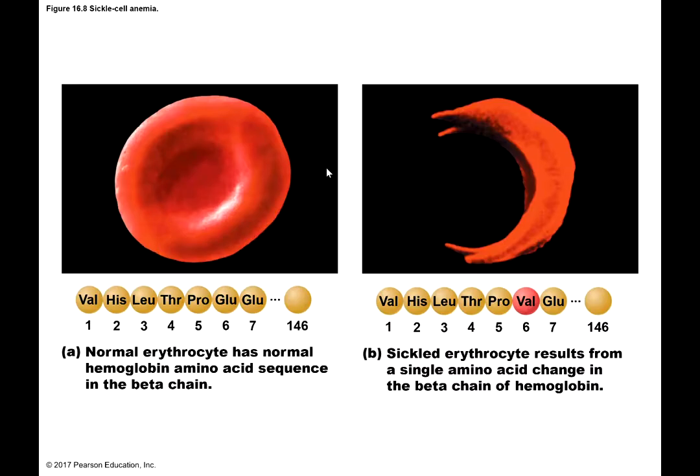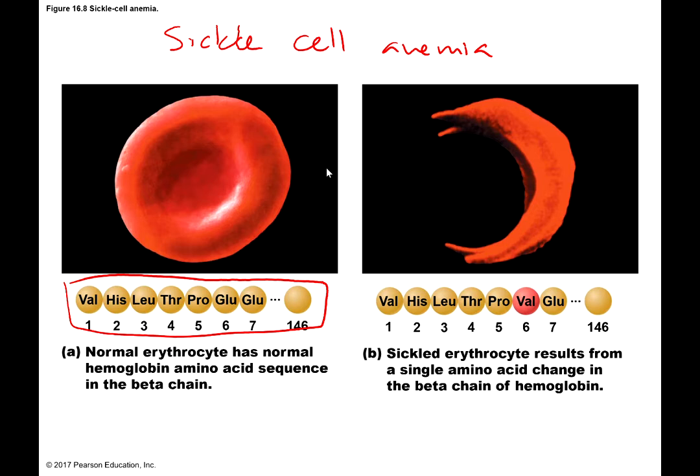In something called sickle cell anemia, a mutation in one of the hemoglobin genes causes hemoglobin to lose its normal three-dimensional shape. So here is normal hemoglobin in a normal red blood cell. It has this amino acid sequence in its beta chain. So valine, histidine, leucine, threonine, proline, glutamic acid.